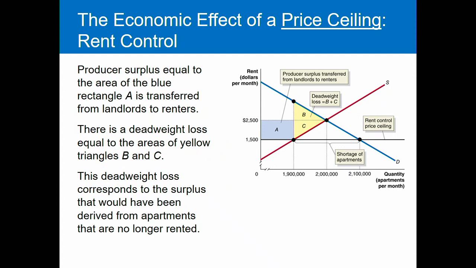Yeah, so here we go. Producer surplus originally was all this. So this was what landlords, oh yeah. What's the intended effect for this? The intended effect is to make it easier for people to afford apartments. So apartments in big cities are obviously very expensive.